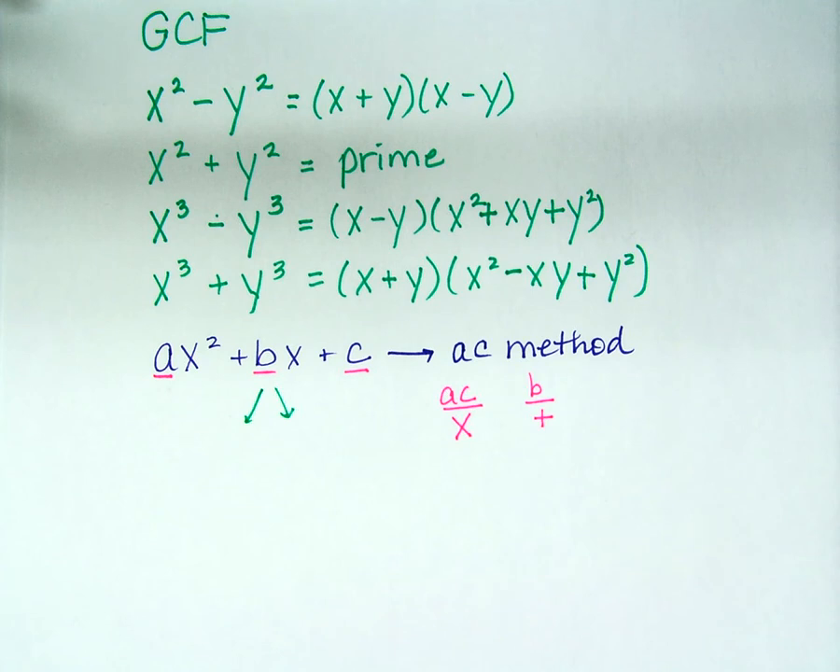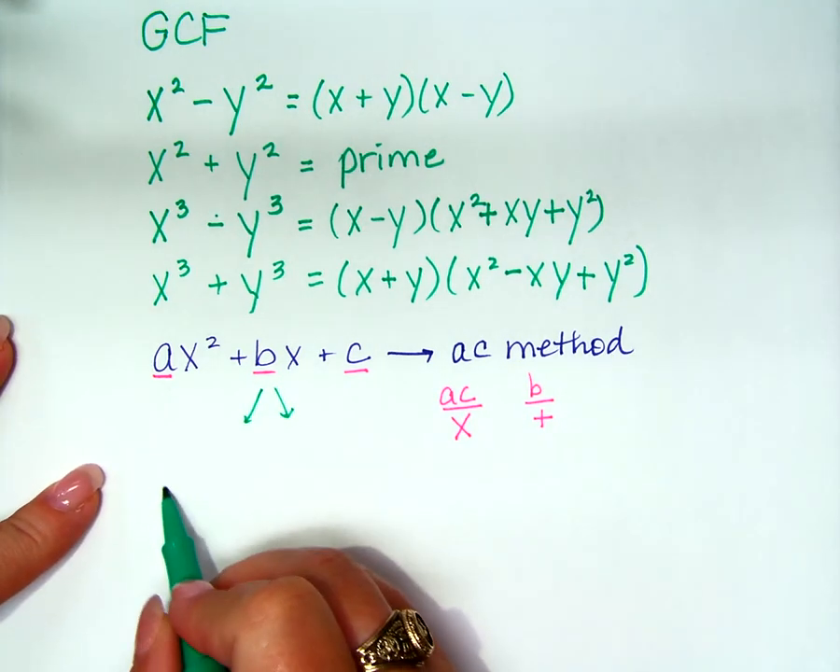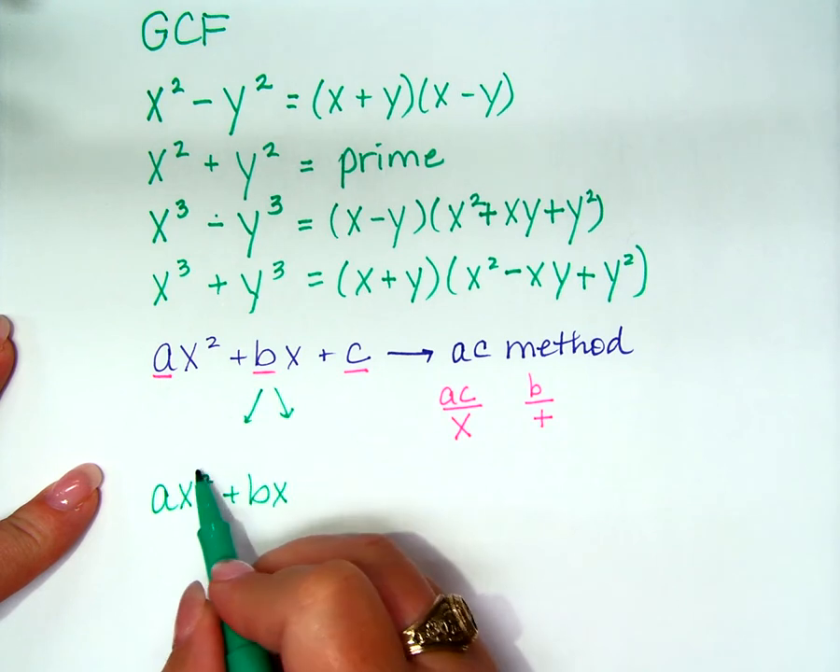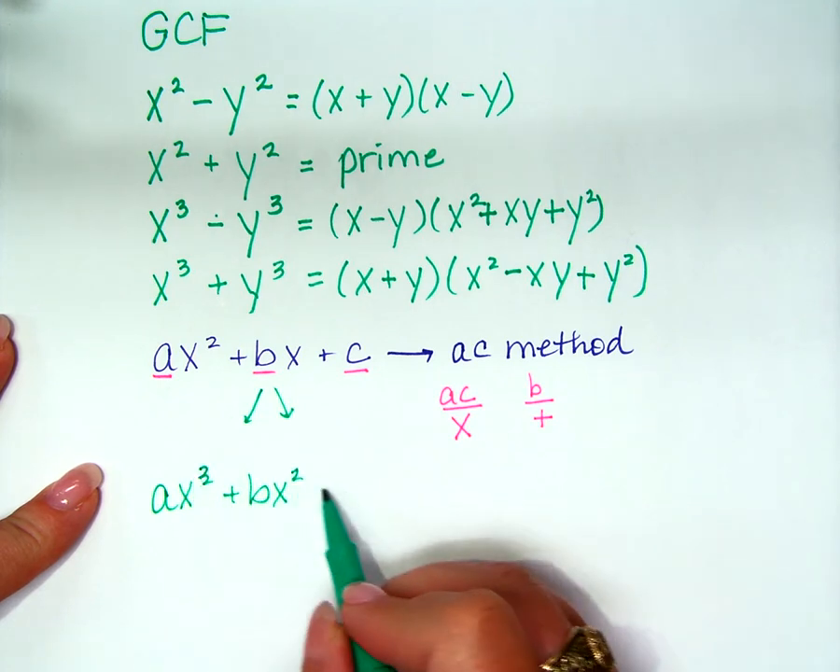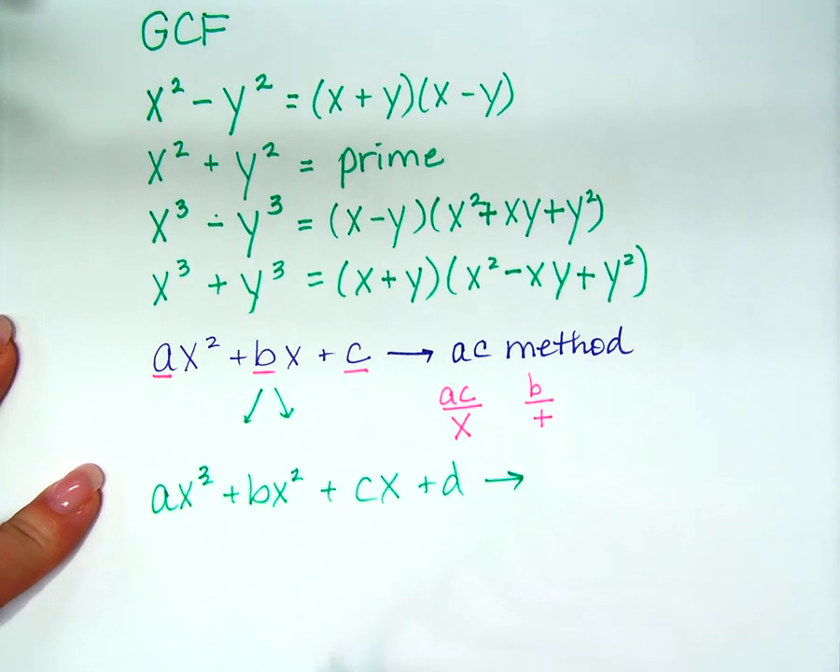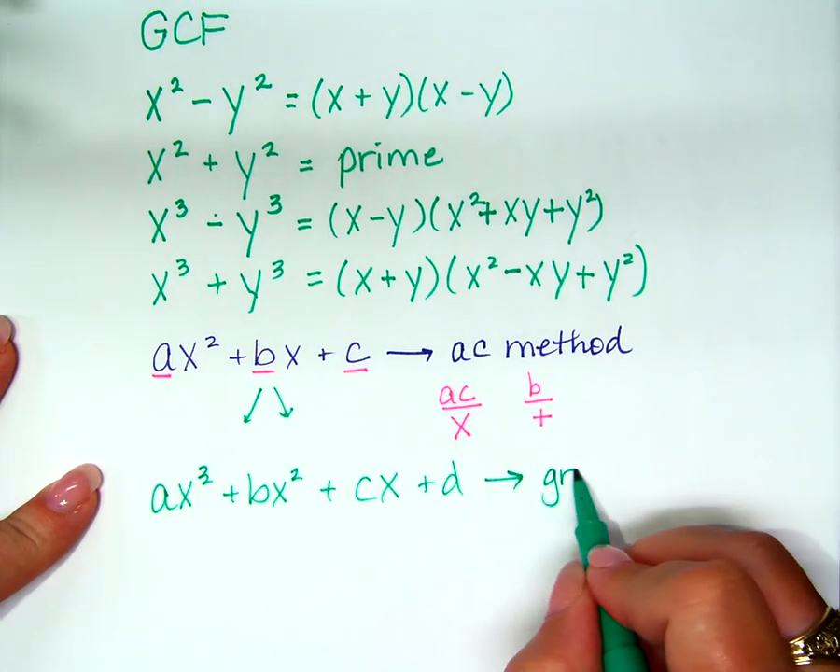Well, we've done 2 and then 3. So what about 4? Do we know a way to factor if there's 4 terms? Okay. ax cubed plus bx squared plus cx plus d. So that's 4 terms, right? And we factor by grouping.